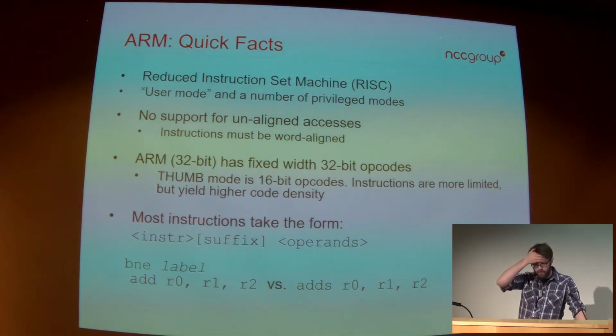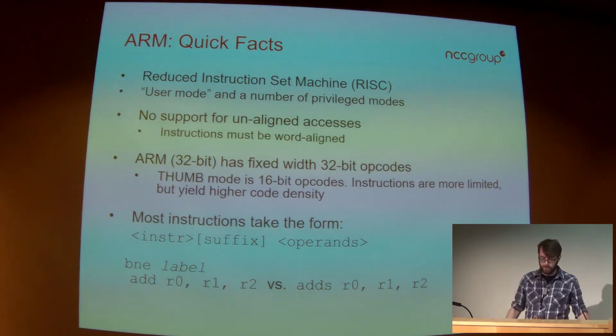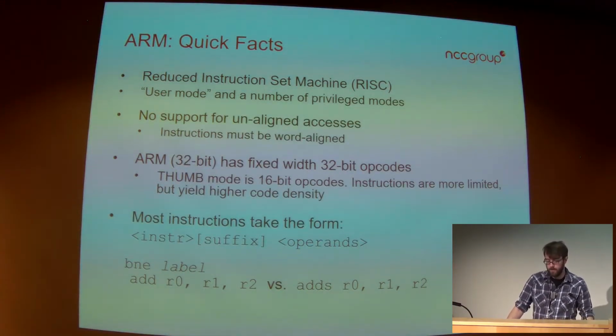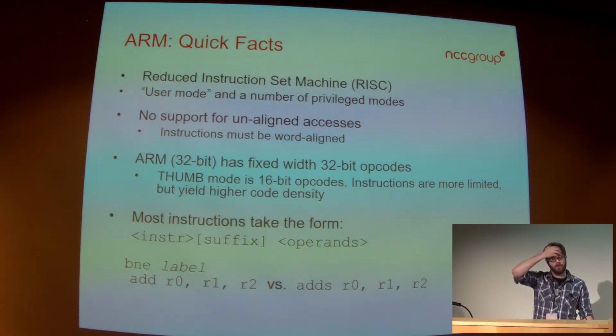ARM has 32-bit, well, ARM is 64-bit as well, but we're talking 32 only here. It's fixed with 32-bit opcodes. And there's also this Thumb mode, and Thumb is 16-bit opcodes, and the instructions are more limited, but this yields higher code density.